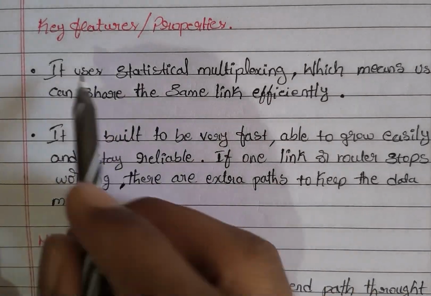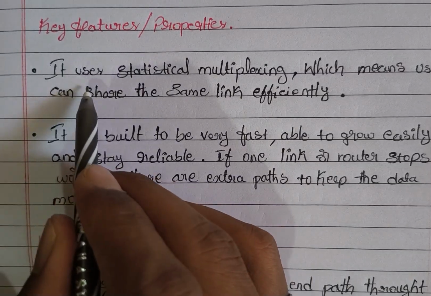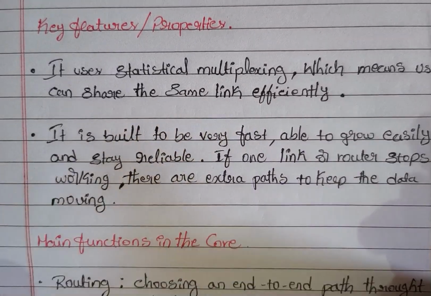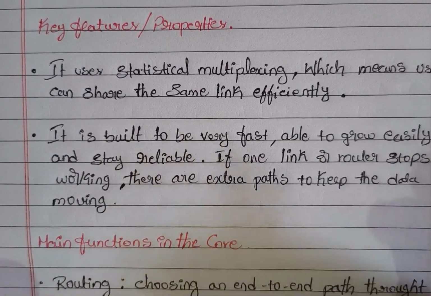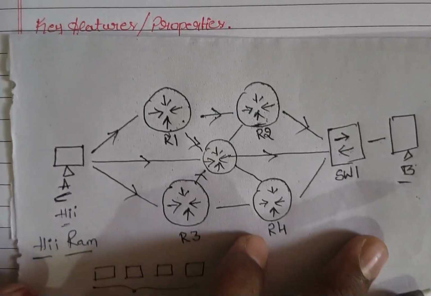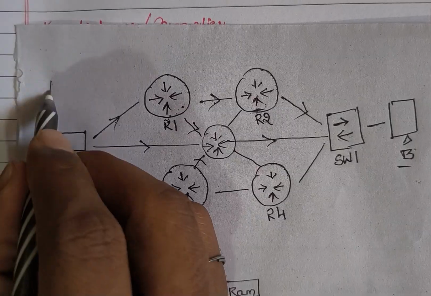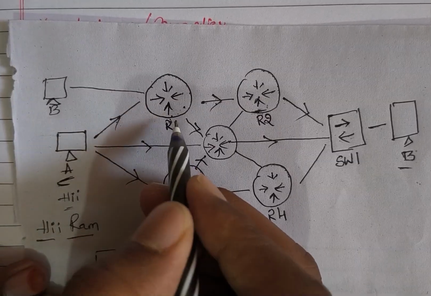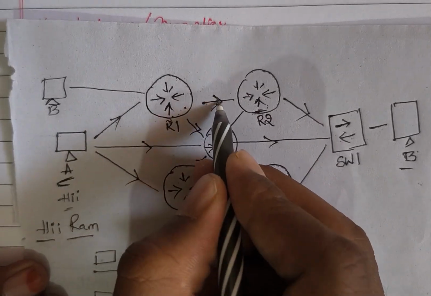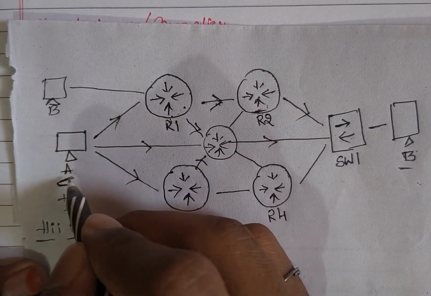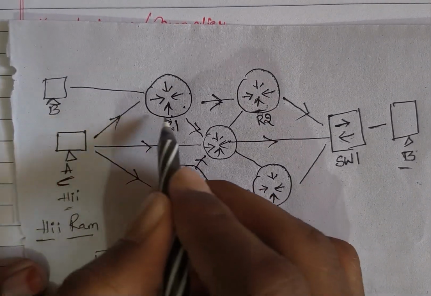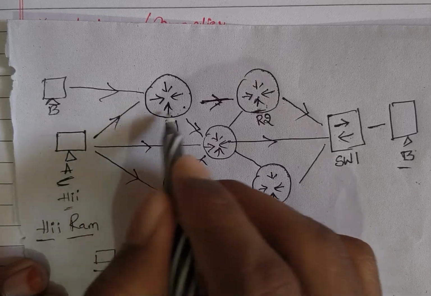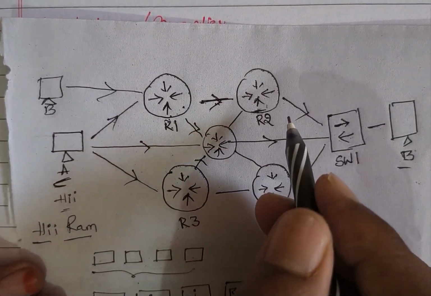What are the key features and properties of this? It uses statistical multiplexing, which means users can share the same link efficiently. For example, system A is there, and another system B is there. Both use router R1, and they can use the same link. Data comes from A to R1 and B to R1, and then this link is common for A and B. So these links are reusable for any users.